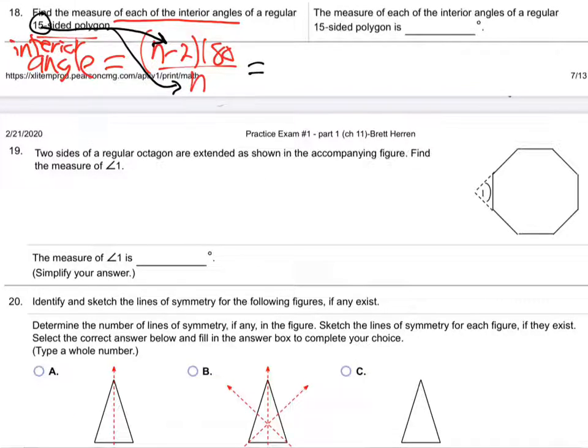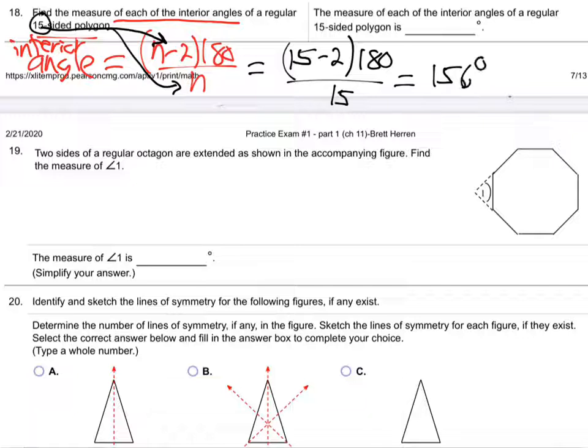So you want to have that formula on your 3x5 card. 15 minus 2 times 180 over 15. So use your calculator and you'll get 156 degrees. There we go.